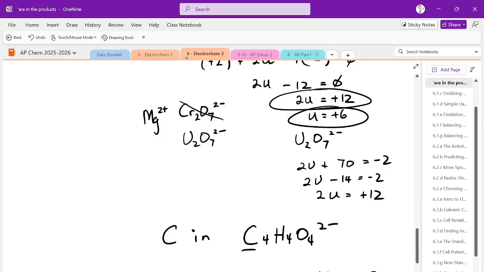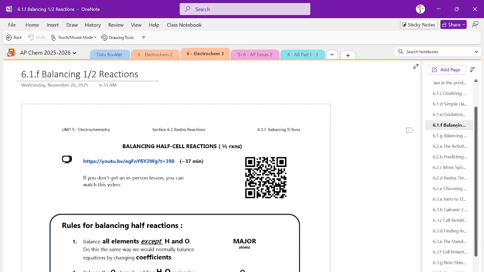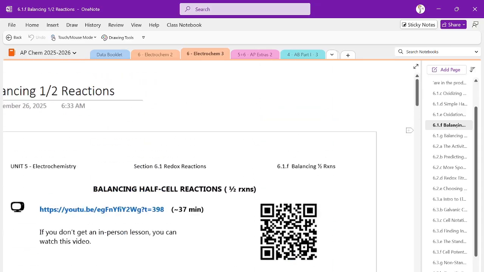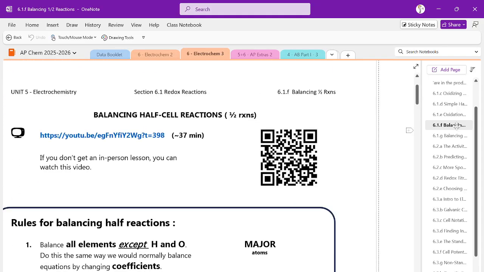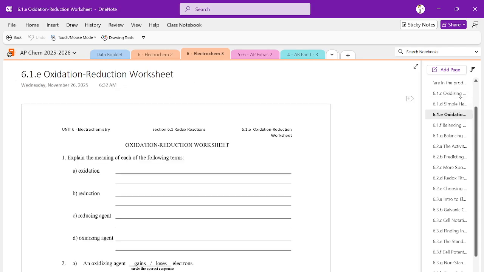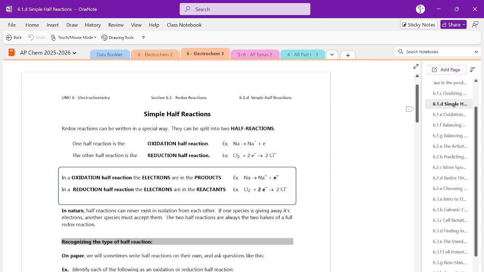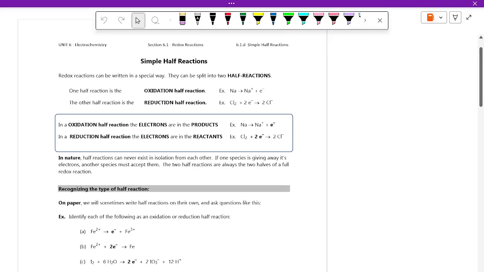All right. And now we are going to go to 6.1F, which is balancing half cell reactions on page 18. No, we're not. I lied. 6.1D on page 10. Sorry, got ahead of myself.